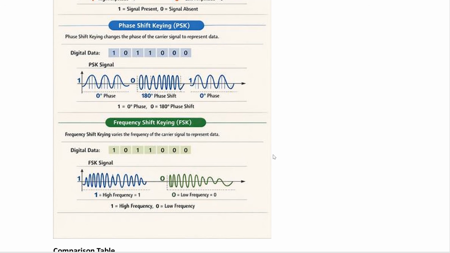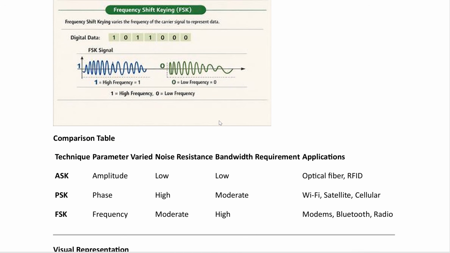Now we can also draw a table to differentiate between these three. First, on the basis of the parameter: in amplitude shift keying, the parameter is amplitude. In PSK, the parameter is phase. In frequency shift keying, the parameter is frequency. Next is noise resistance. Noise resistance is low in ASK, high in PSK, and moderate in FSK. Bandwidth requirement is low in ASK, moderate in PSK, and high in FSK.